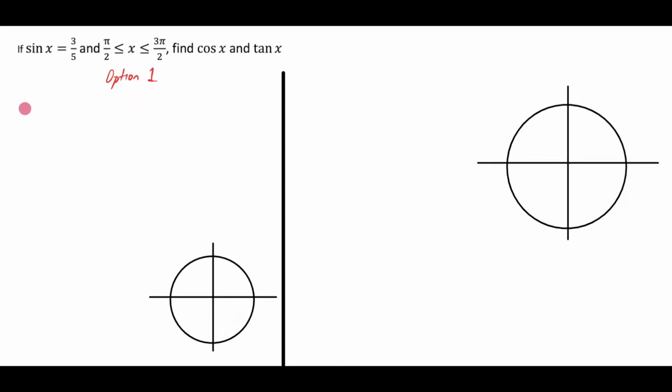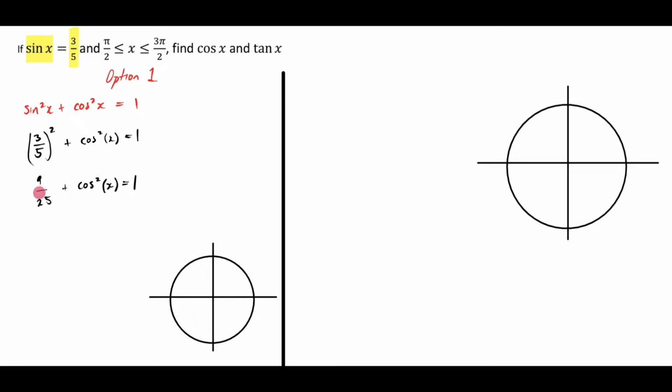Write out your Pythagorean identity. Sine squared of x plus cos squared of x is going to be equal to 1. Now I know that sine of x is equal to 3 over 5, so I can simply write that value in here. So it's going to be 3 over 5, and I'm going to square it. Then I've got cos squared of x equals 1. That is going to be 3 squared is 9, 5 squared is 25. So I could then continue to write out what I have.